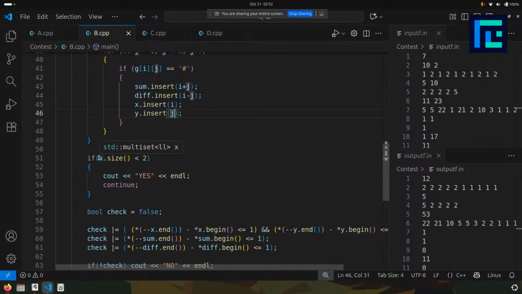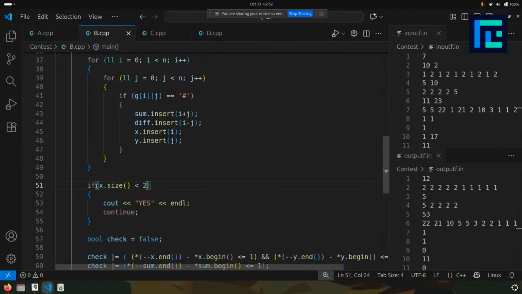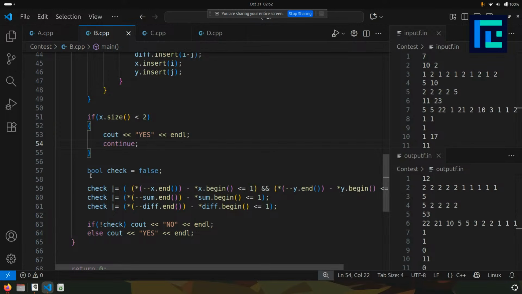So basically, if x.size is less than 2, that means there is one or fewer black cells. So x.size would be just a count of the black cells. If the count of black cells is 0 or 1, then the answer would straightforwardly be yes. Else we need to check the three cases. This is actually the third case, and these are the first and second cases.